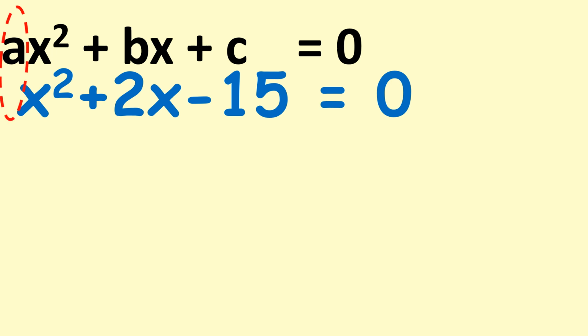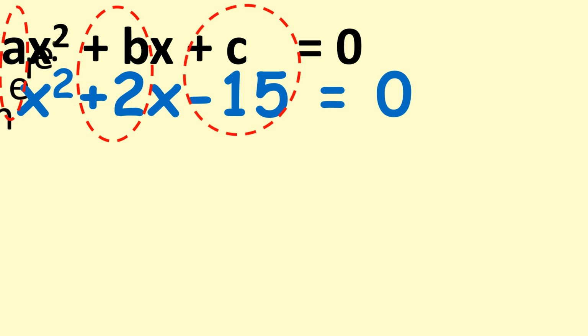A is 1 because a is the coefficient of x squared. In our particular problem, which is in blue, our x squared is multiplied by 1, so a is 1. If you look at the coefficient of x, b is the coefficient of x. That is, whatever is multiplying x is b. In this particular case, b is equal to 2. And then our c is equal to minus 15.